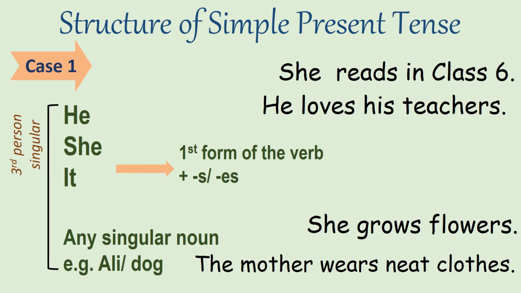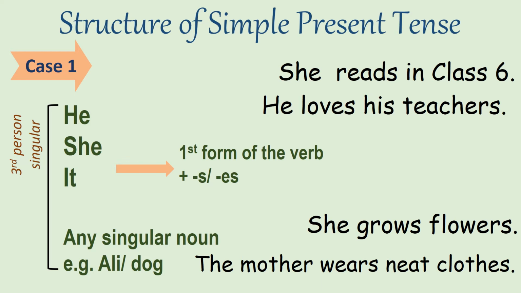And the second case is that if the subject is the third person singular pronoun, that are he, she or it, or a singular noun itself. For example, Sarah, the cat, the dog, the book. All of these are singular nouns. So if there are singular nouns or third person singular pronouns as he, she or it, you will use the first form with S or ES, which means that you will add S or ES to the main verb, to the first form of the verb.